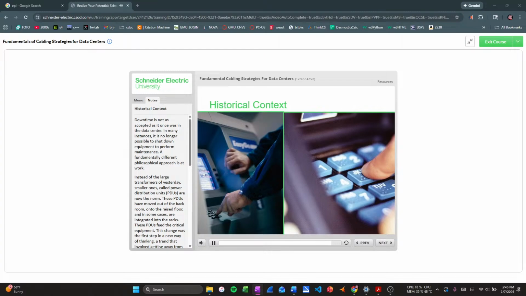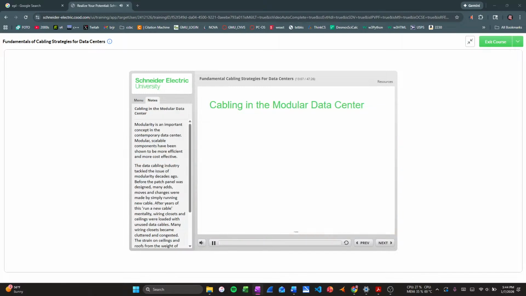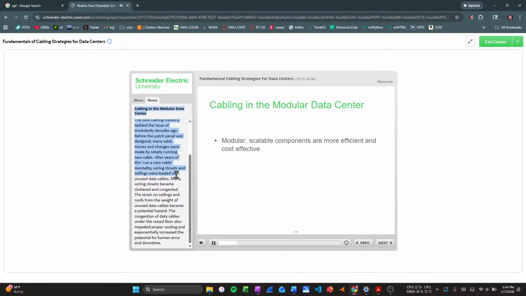Now that we have painted a clear picture of the history of cabling infrastructure, we'll discuss the concept of modularity and its importance in the data center. Modularity is an important concept in the contemporary data center. Modular scalable components have been shown to be more efficient and more cost-effective.